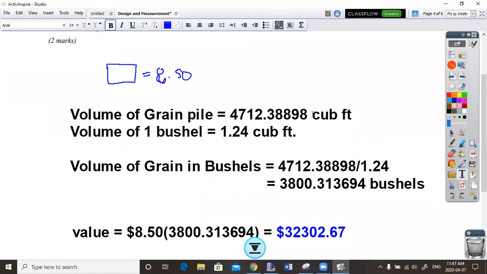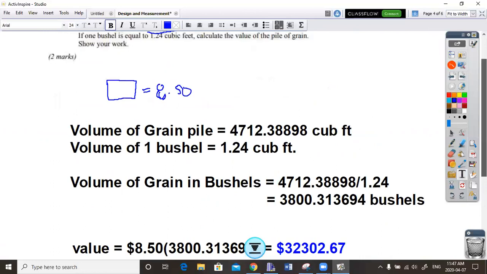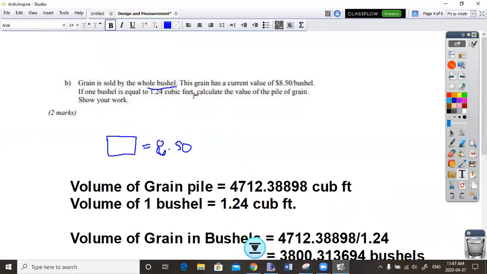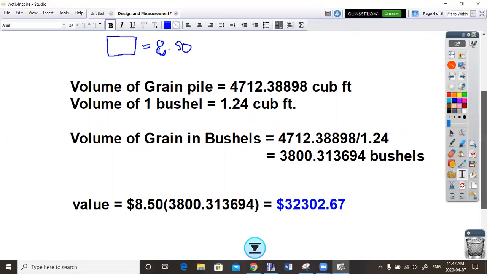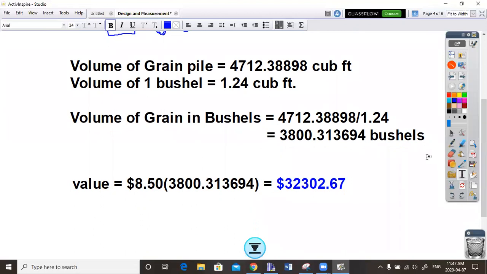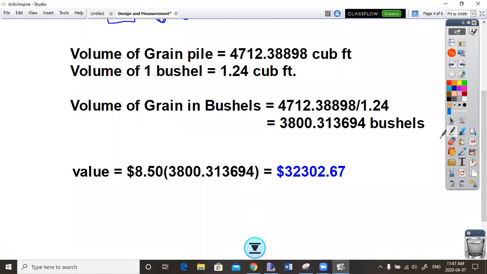Here we had the volume of the grain pile in cubic feet. We had to convert it to bushels. The conversion was given: 1 bushel is 1.24 cubic feet. So we divided by 1.24 to get the number of bushels, and then we multiplied that by the value of grain per bushel to get a final number of $32,302.67. So hopefully that gives you an introduction to what's going on with our design and measurement.